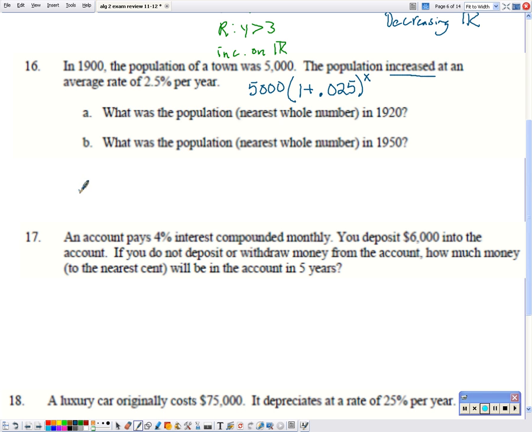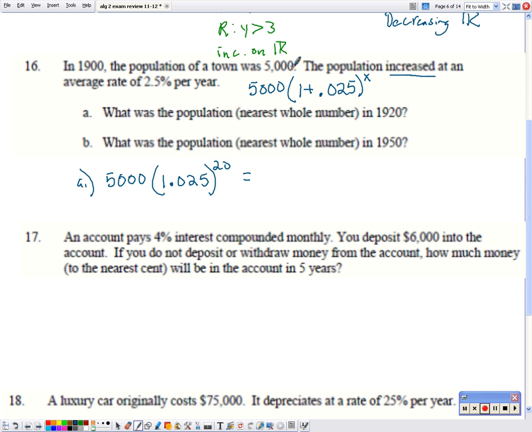So, what is the population for letter A in 1920? Well, that's going to be 20 years from 1900. So on my calculator, I'm going to go 5,000 times 1.025, because 1 plus 0.025, and then to the 20th power. And I'm going to grab my handy-dandy graphing calculator and type that in.